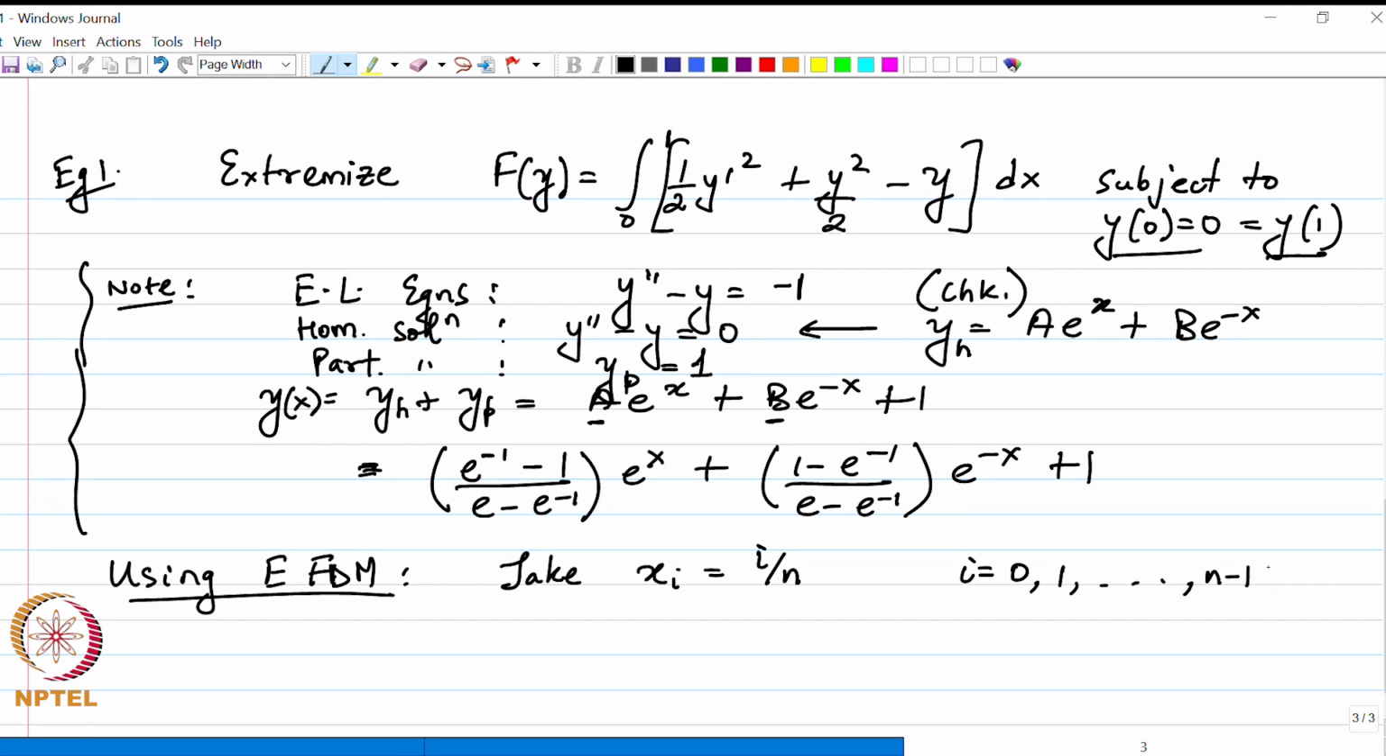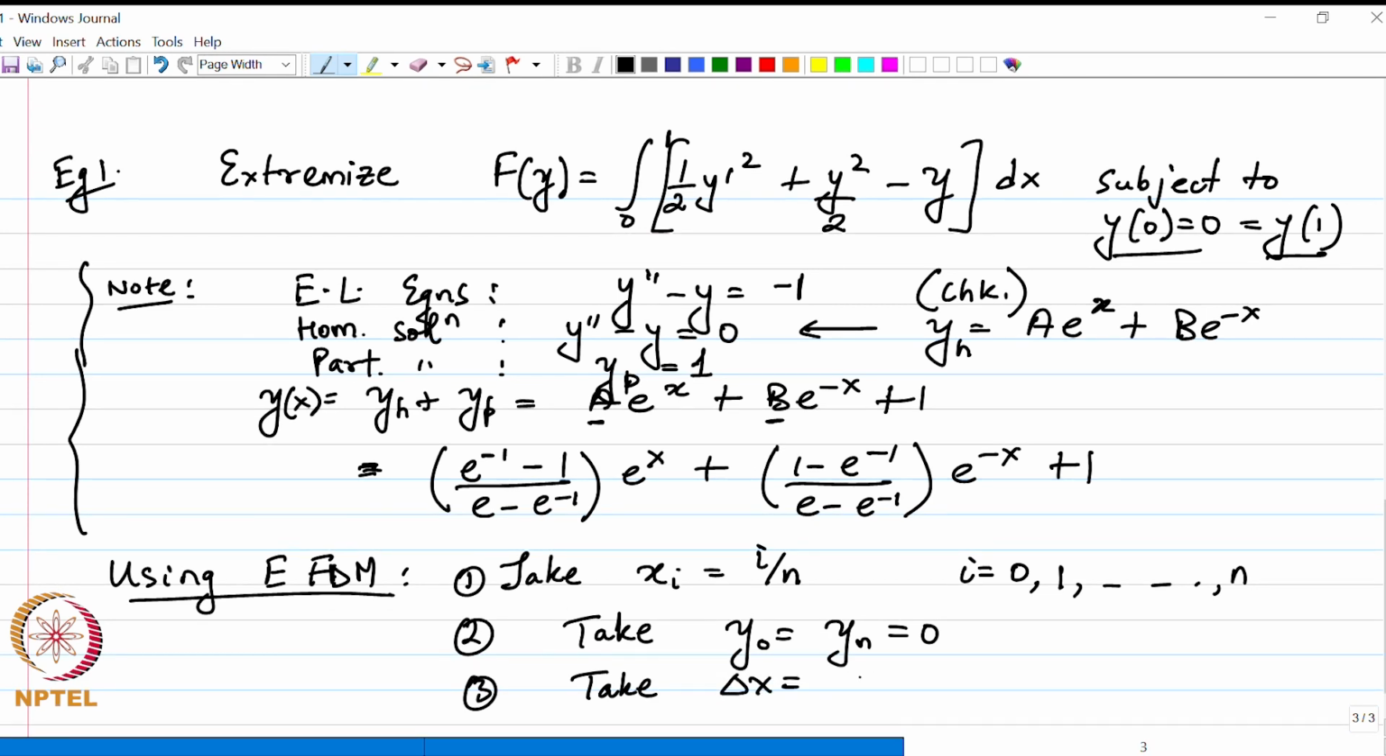So, i from 0, 1 to n. Okay. So, these are my grid points. Then we also take my boundary points y0 and yn, and they are both 0 due to the boundary conditions given by this problem. And then we see that our uniform grid delta x is just 1 by n. The domain length is 1.